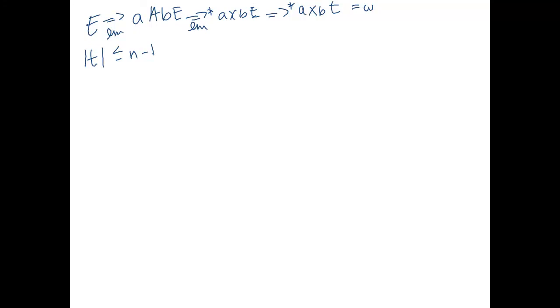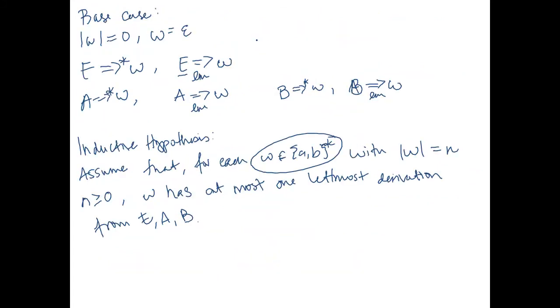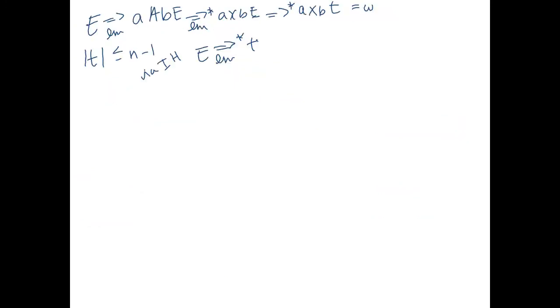So according to our inductive hypothesis, we're going to have a unique leftmost derivation from E to T. So this is via inductive hypothesis. Remember that we handled E going to length 0 in our base case, and then our inductive hypothesis handled any string with length n from E, A, or B. So we handled length up to n for variable E. That's how we get to use our inductive hypothesis to show that since T has length less than n, there's a unique leftmost derivation from E to T.